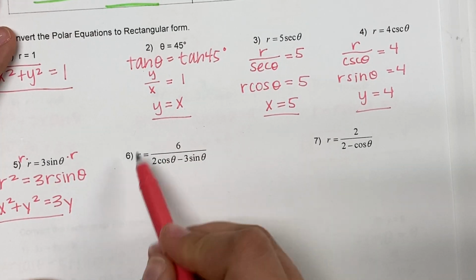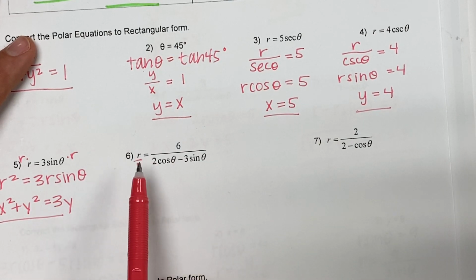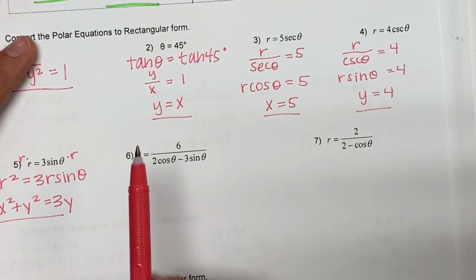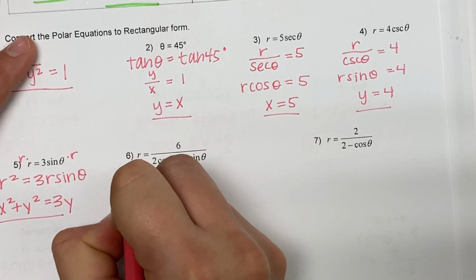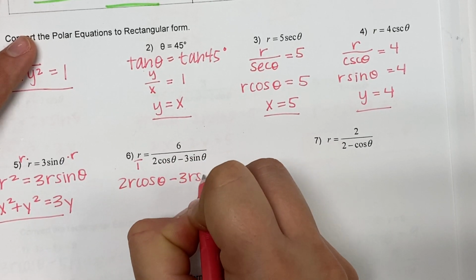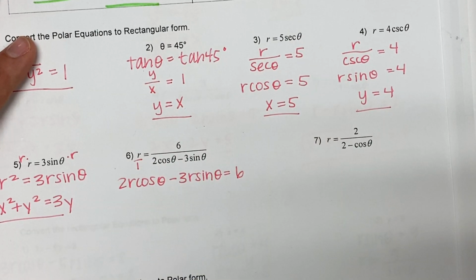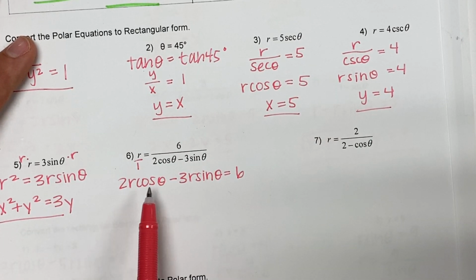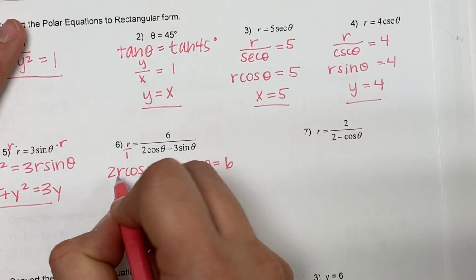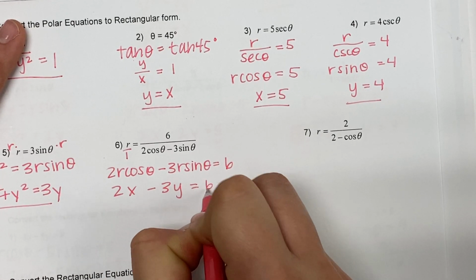Ooh, this one looks crazy. Okay, what you're gonna do when you get a fraction is just cross multiply. So if I multiply r to both of these, don't forget to distribute. So this will be 2r cosine theta minus 3, she gets the r too, and then 6 times 1 is 6. Well, now you'll probably notice r cosine theta, r sine theta, there's our x and y. So this will be 2x minus 3y equals 6.